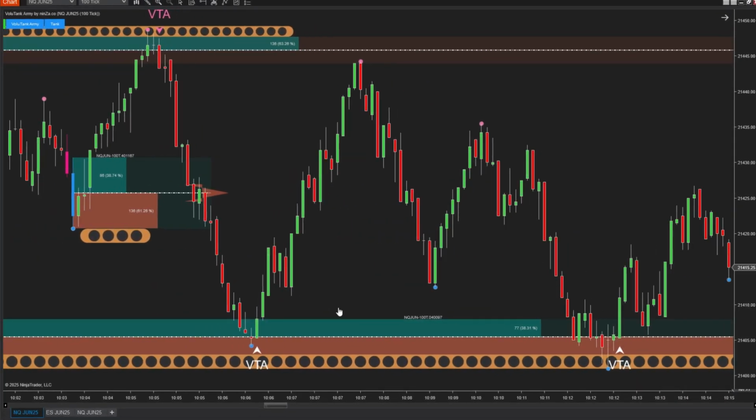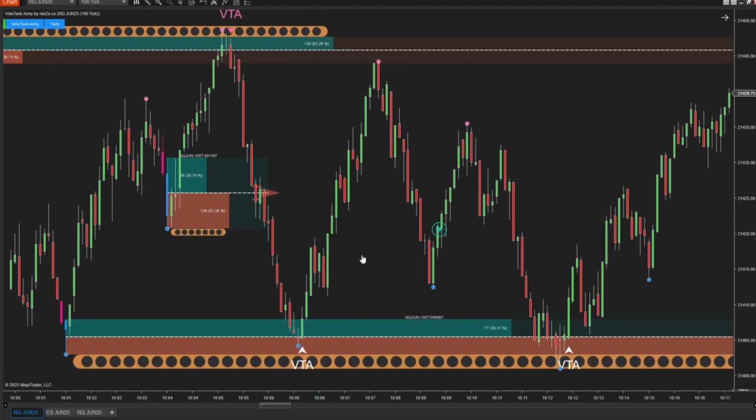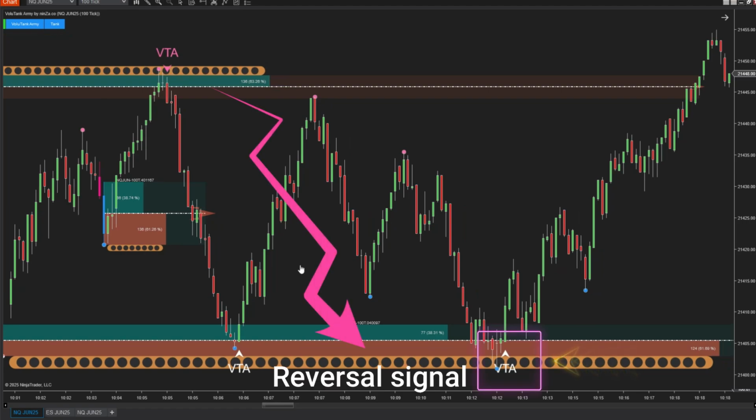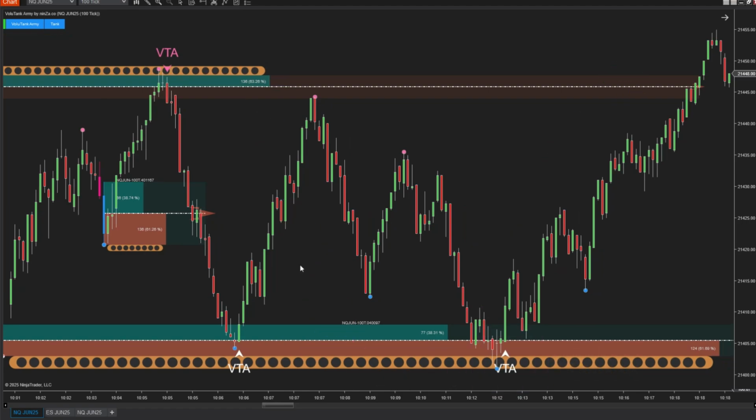What makes this reversal signal unique? It uses advanced algorithms to detect only candles with strong reactions at the zone. The signal is triggered only when real buying or selling pressure is confirmed. It helps filter out weak or fake setups.